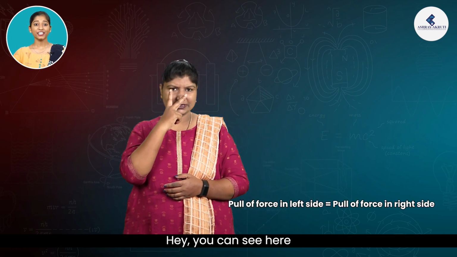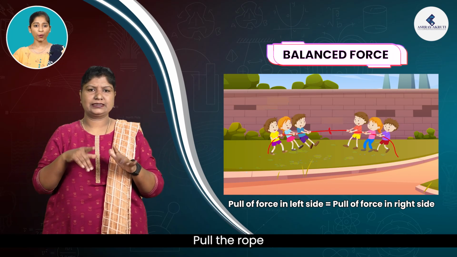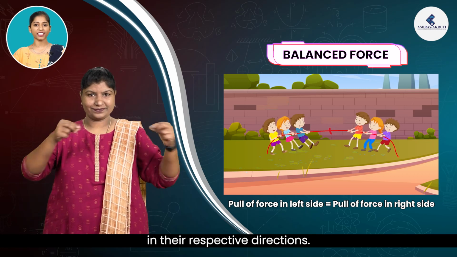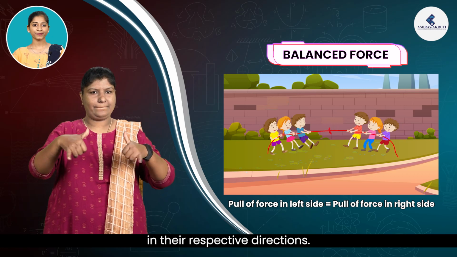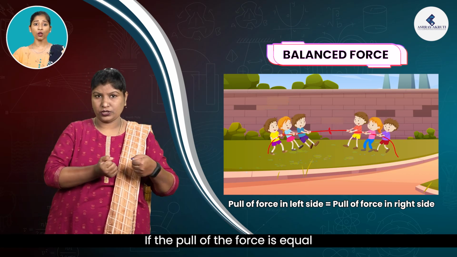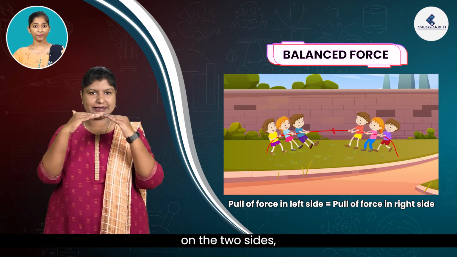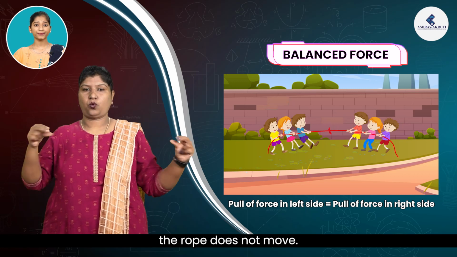Balanced and unbalanced force. Hey, you can see here. Children are playing tug of war, pull the rope in their respective directions. If the pull of the force is equal on the two sides, the rope does not move.